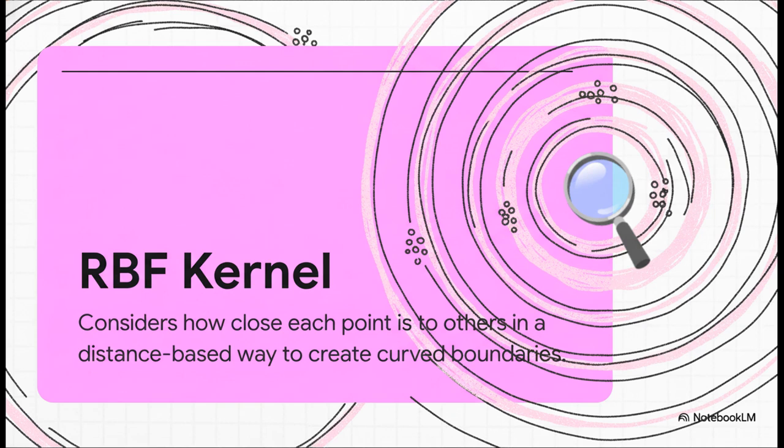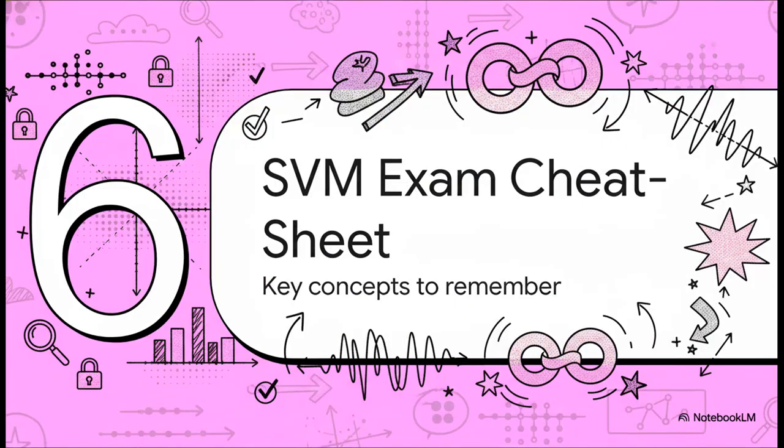So that magical math function that does the projecting, that's called a kernel. There are a few different types, but a super popular one you'll definitely see on exams is the RBF kernel, which stands for radial basis function. All you really need to know is that it's great at creating these circular or blob-shaped boundaries, which was perfect for our email problem. Okay, I know that was a whirlwind, but we've hit all the major points.